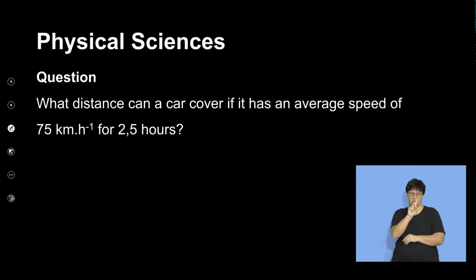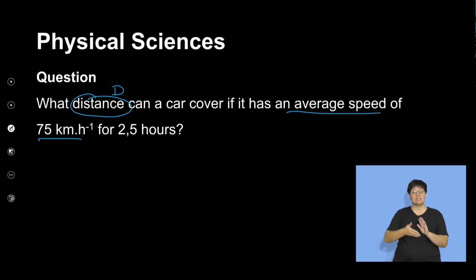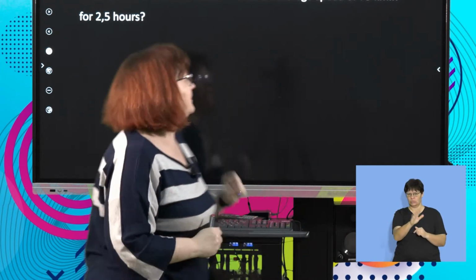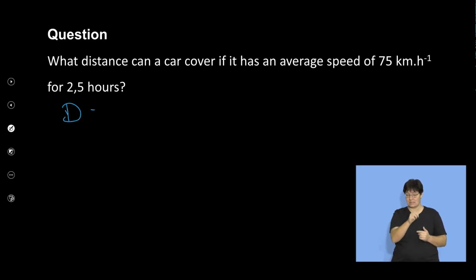Okay? Now they say, what distance can a car cover if it has an average speed of 75 for 2.5 hours? Okay, so here, this isn't necessarily a difficult question, but it's about writing the information you know so that you can work out which equation to use. That's usually the biggest problem, you don't know which equation to use, or you try and manipulate the equation first. Don't do that.